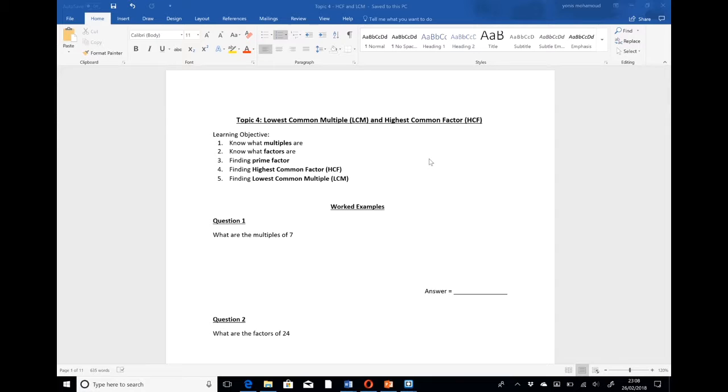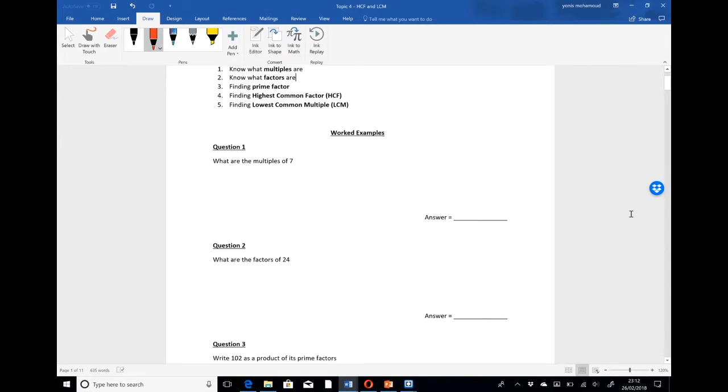In this video, I'm going to be going over topic 4, which is lowest common multiple and highest common factor. The learning objectives are: know what multiples are, know what factors are, finding prime factors, finding the highest common factor, otherwise known as HCF, and also finding the lowest common multiple. Let's go over the worked examples.